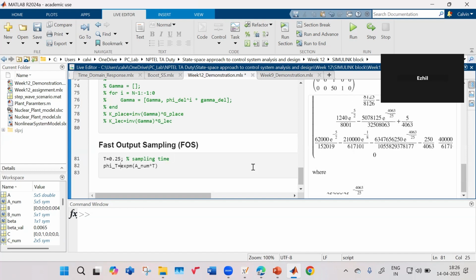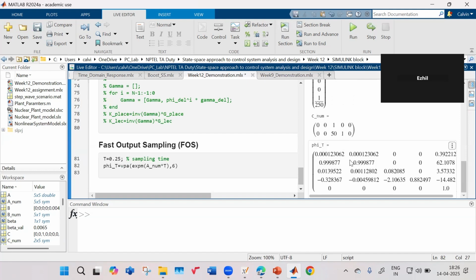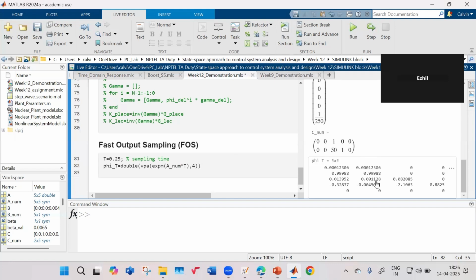We can convert it into VPA. Let's try it. What is the actual value? It comes out in numeric format, but it will be best if it is converted to double. Double means it is easier for math to calculate. It will no longer be considered a symbolic math toolbox variable, and so it looks like this. This is our phi t, which we got. So phi t has been obtained for t equal to 0.25.